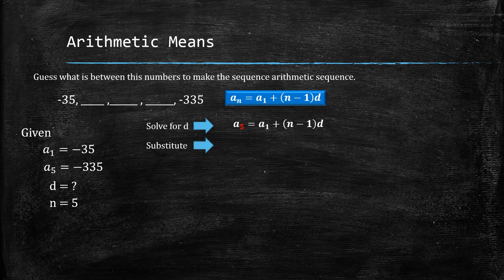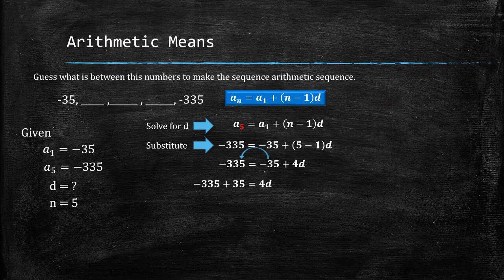So ingana lang na siya, class. Then substitute, negative 335 is equal to negative 35 plus 5 minus 1 times d. Pila ang 5 minus 1? 4. Then transpose na po si negative 35 kasi kailangan si d lang ang naa sa isa ka side sa equation para ma-solve nato si d. So negative 35 transpose to the other side, mahimong positive 35. So that is negative 335 plus 35 is equal to 4d. So negative 335 plus 35, that is negative 300.